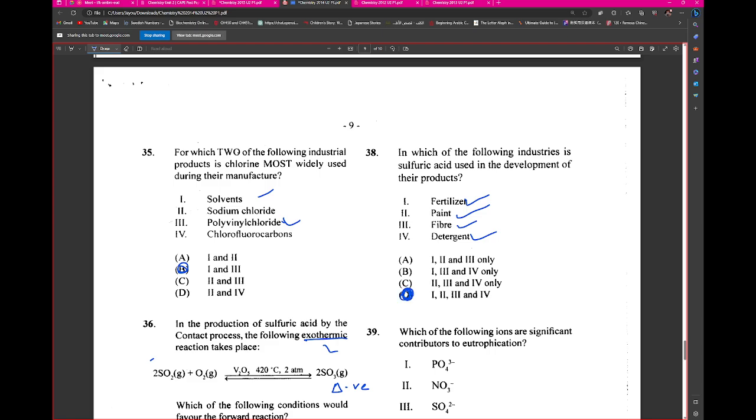Does anybody have anything to dispute with this? I think sulfur can be used in all of them.